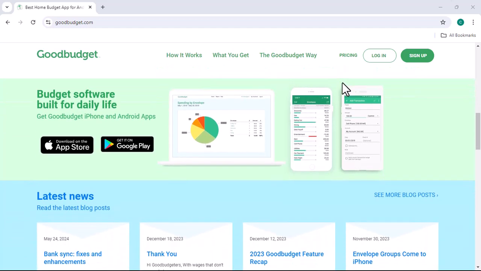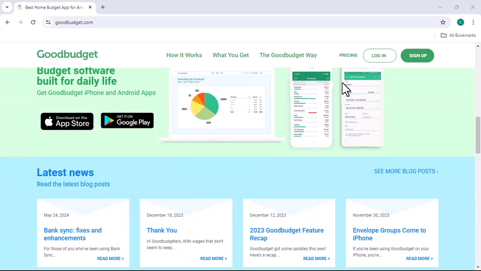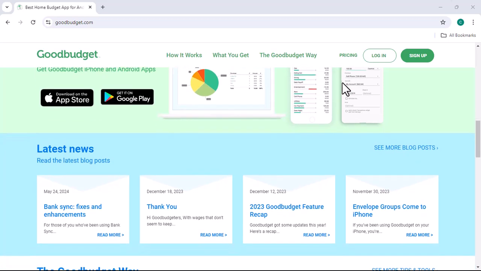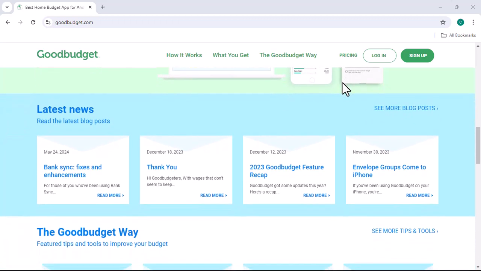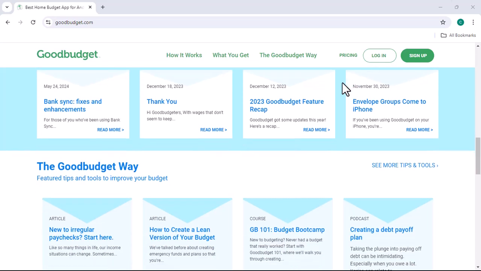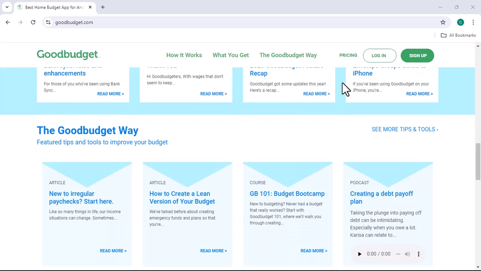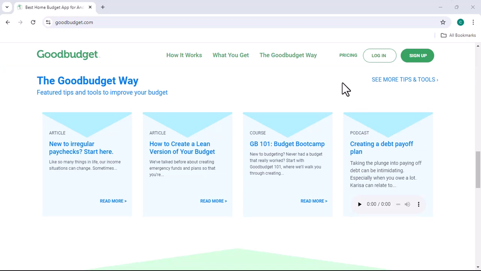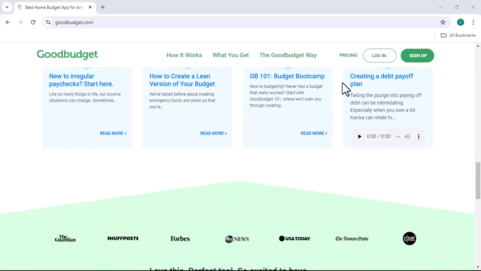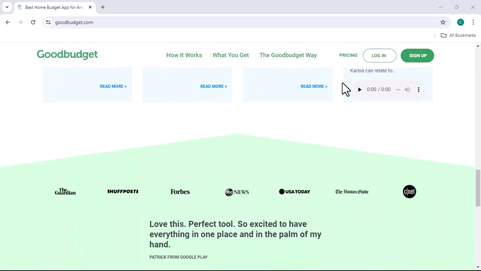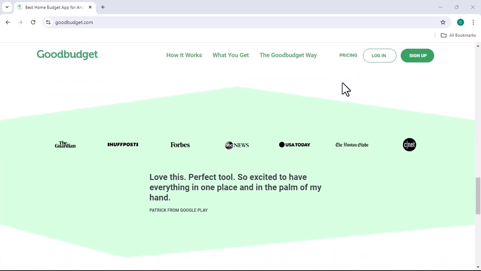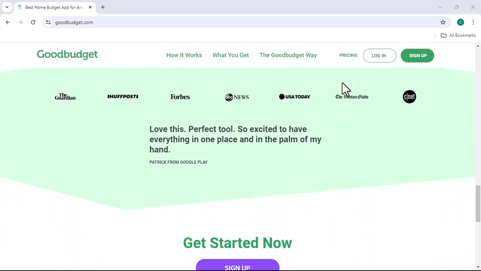Instead of tracking expenses, it focuses on allocating your income into different categories or envelopes. Think of it like dividing your paycheck into physical envelopes for different spending areas. But, digital and without the paper cuts. Now, you might be wondering, why envelopes? Well, the concept is pretty straightforward.